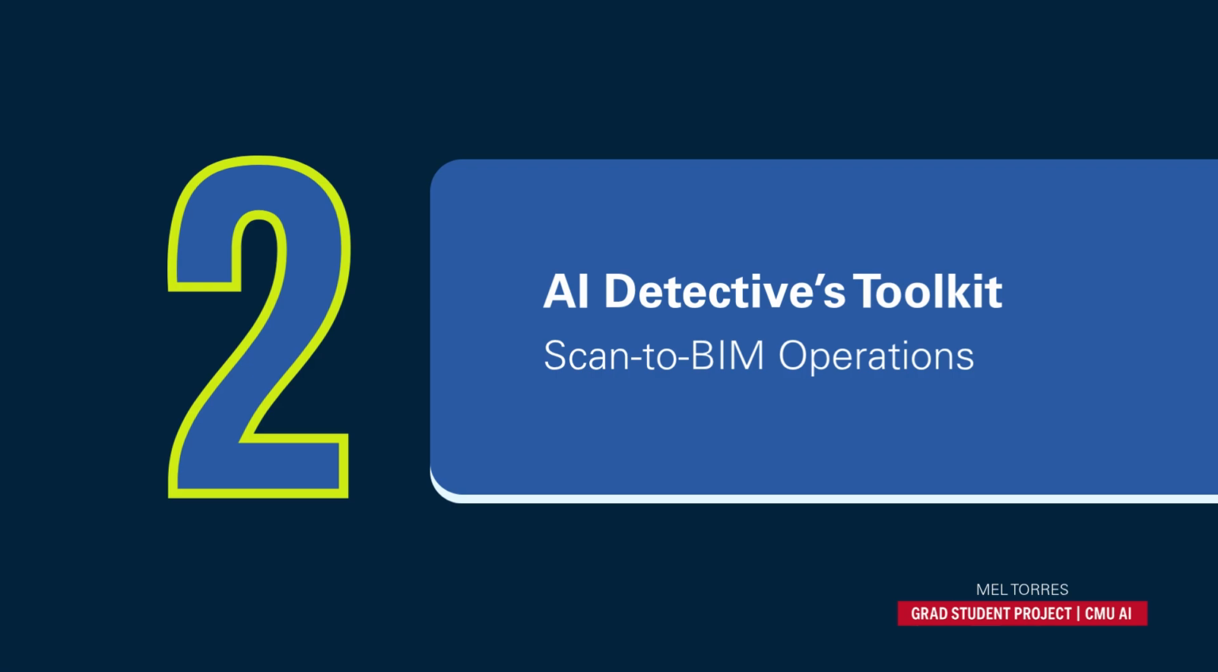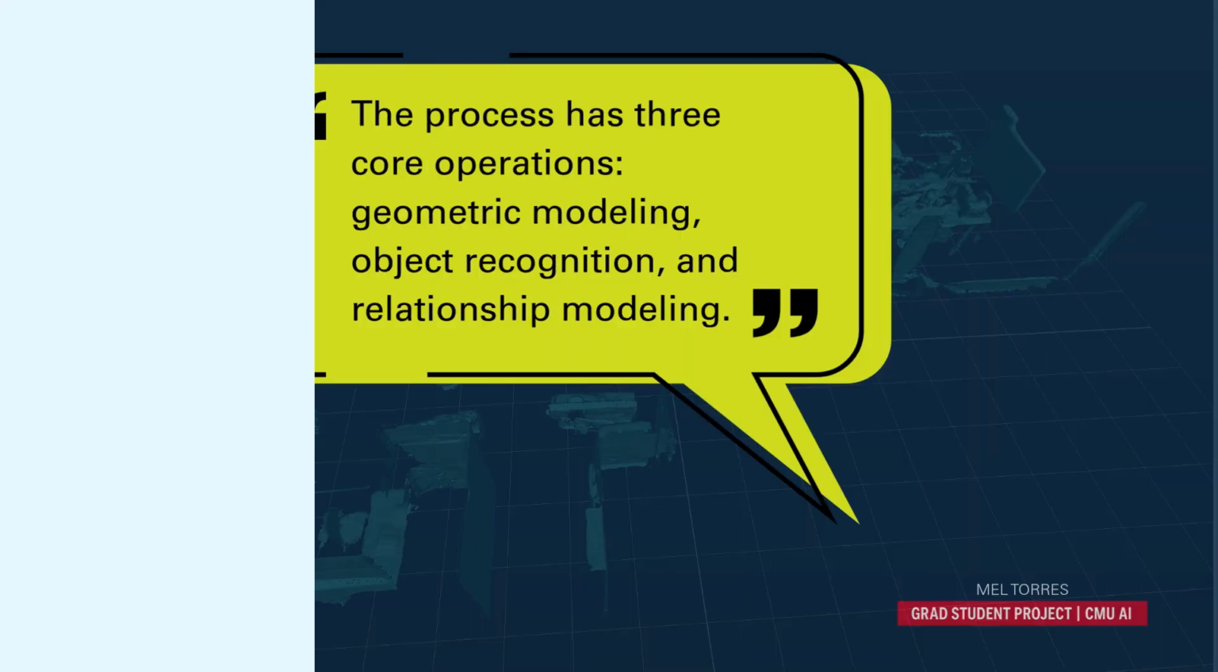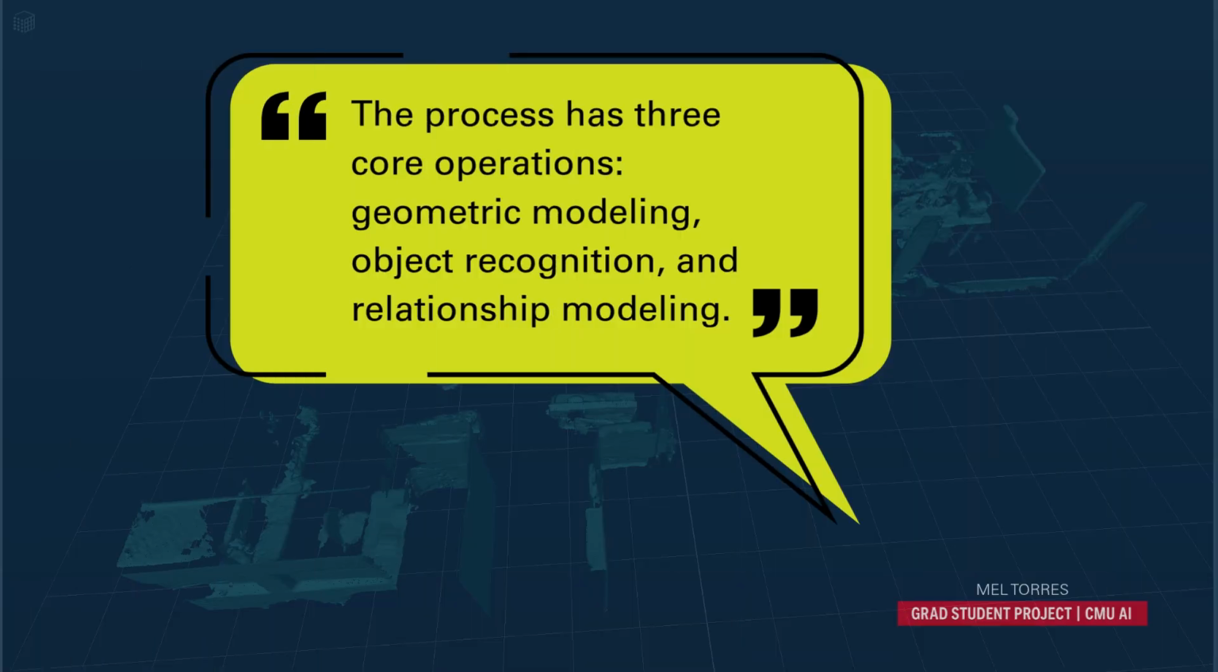And that brings us to the brains of the whole operation, the controller. This is our AI detective armed with a whole toolkit of powerful algorithms. We're talking about segmenting, classifying, and figuring out relationships. Honestly, this is where all the scan-to-BIM magic really happens. And look, this isn't just some black box guesswork. It's a very structured science.